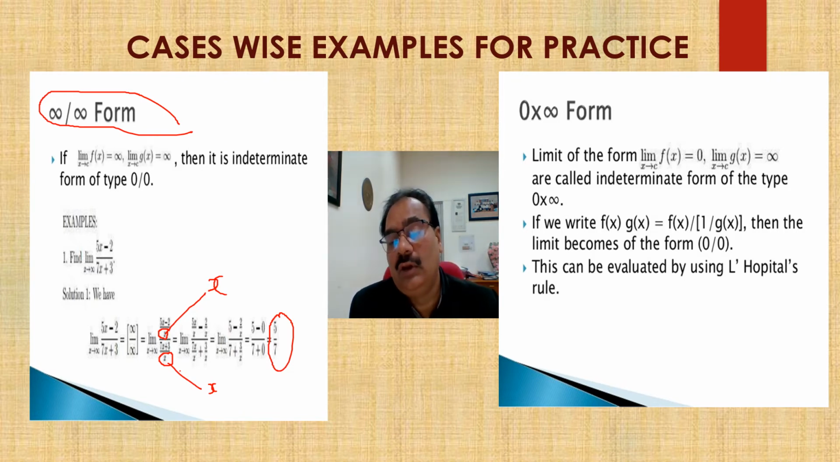Next is the 0 into infinity form. A limit of the form limit x tends to c, f(x) equal to 0 and g(x) equal to infinity is called an indeterminate form of the type 0 times infinity.